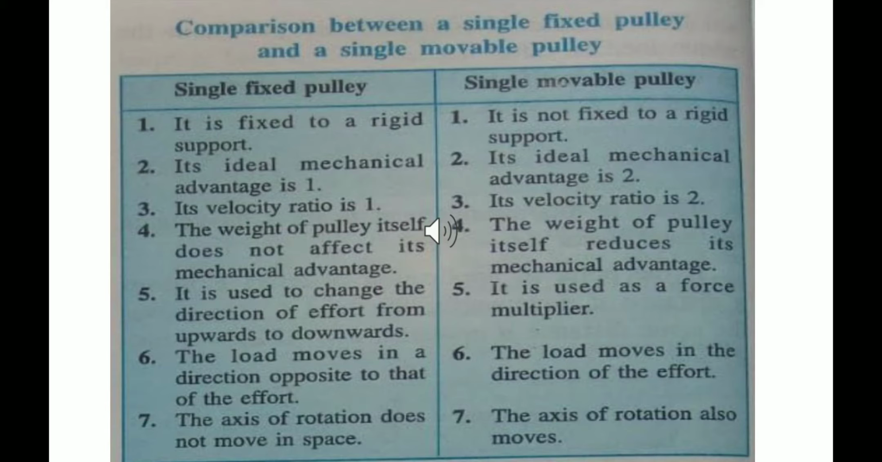Seventh, the axis of rotation does not move in space. That means the axis of rotation, that is a fulcrum which is fixed from the fixed rod, is fixed in case of a single fixed pulley, whereas in a movable pulley it moves. Okay, so these were some of the differences in single fixed pulley and single movable pulley. So you know it, you have understood also. So we move further.